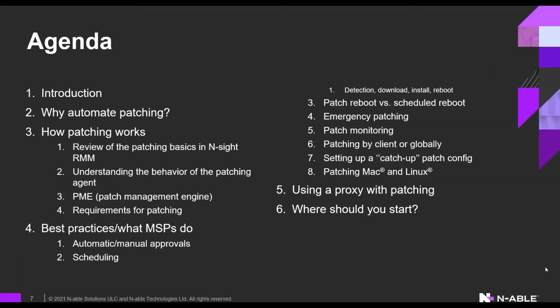We'll go over our quick agenda here. First off, why are we here? So we'll get a nice little why automate patching conversation. Then we'll go through how patching works inside the RMM, or N-sight RMM as we call it now. And we'll go over some best practices, as well as our site concentrator, which would be using a proxy, and where do we actually start? Some brief best practices, though the where do we start section is probably going to be the lightest of the sections today, because we've all started patching in some fashion.